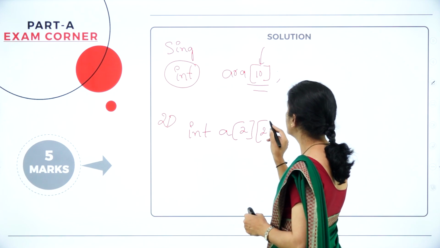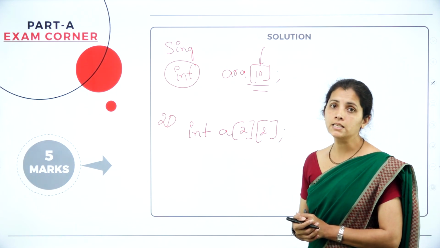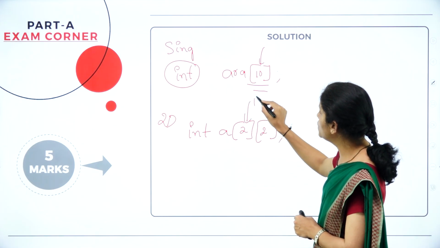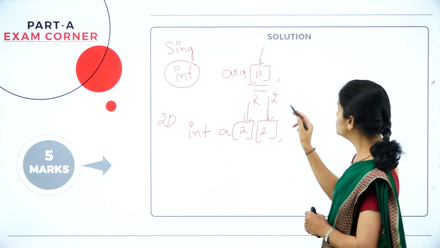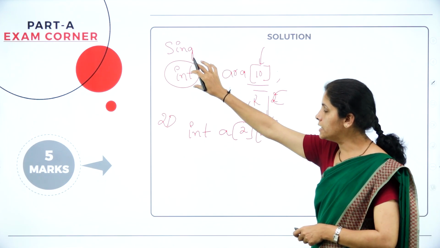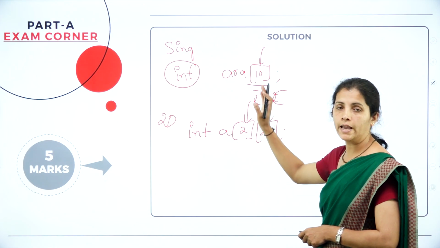So, what's the meaning? It is matrix representation. Two-dimensional arrays are an example for matrix. So, it is 2 rows and 2 columns. This is for single dimensional and this is for multi-dimensional. These are the examples.